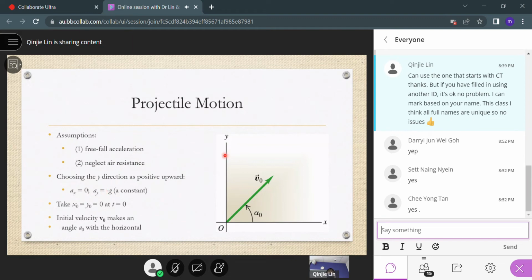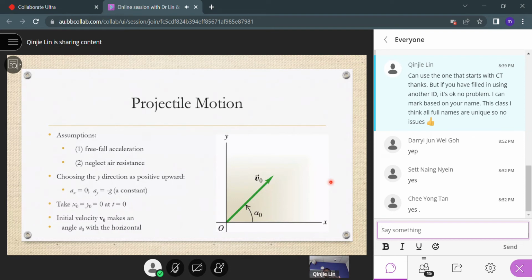Very standard criteria. So if you look at the y direction only, there will always be this g trying to pull it down, correct? So if you analyze the y direction, with y upwards, a will always be minus g. So there will always be a minus g acceleration. And a_x equals 0 down here. That means if we are looking at motion in the x direction only, along the x direction, there will be nothing trying to speed up or slow it down.